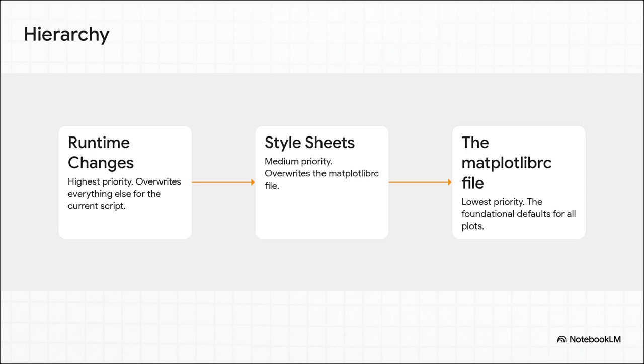At the very bottom, you've got your foundation, the Matplotlib RC file. Those are your base defaults. Then, when you use style.use, that comes in as a layer on top, overriding the defaults. And finally, any changes you make right in your script, like plt.title, have the final say. They're the top layer and will overwrite everything else for that specific plot.